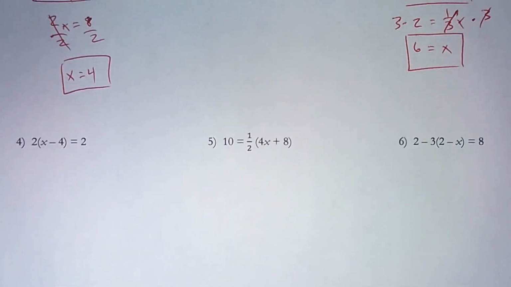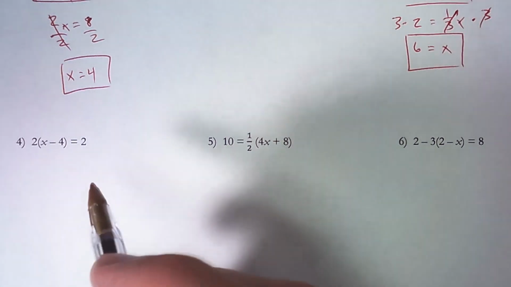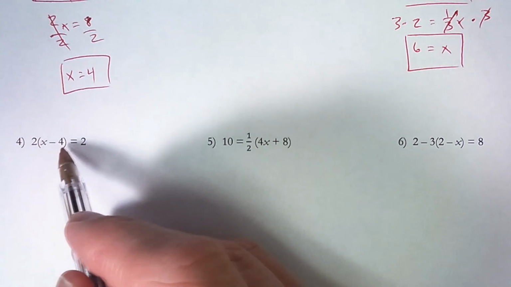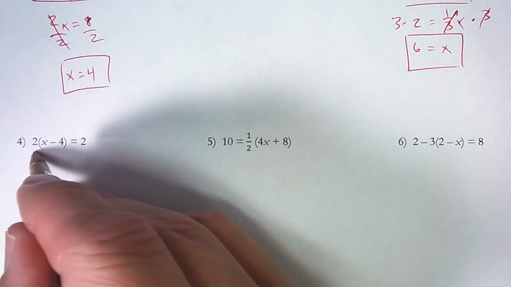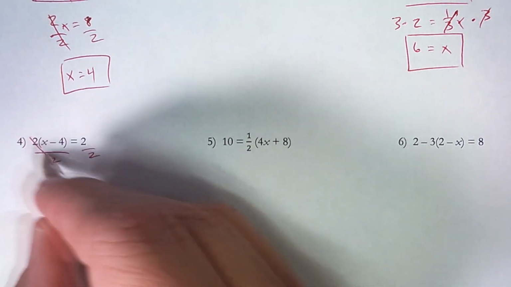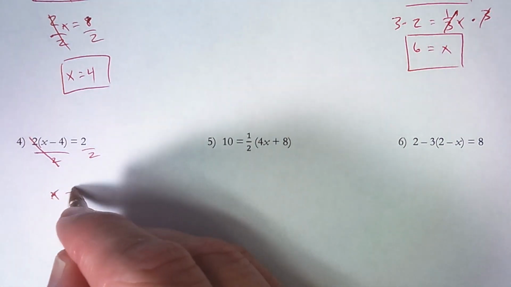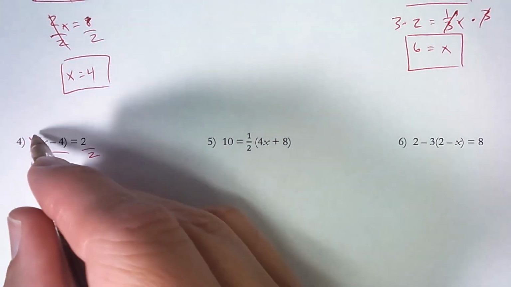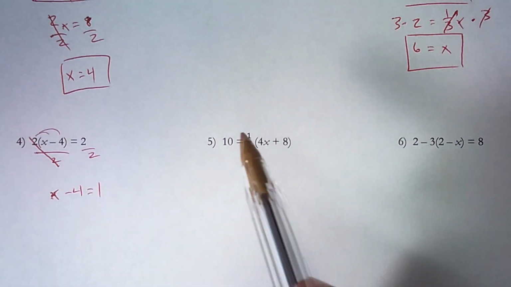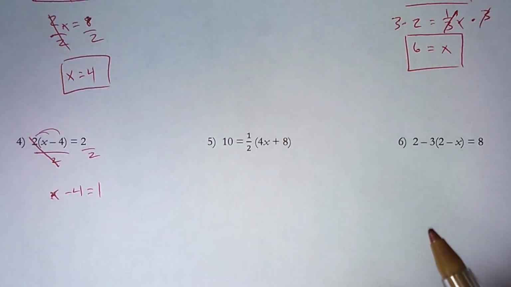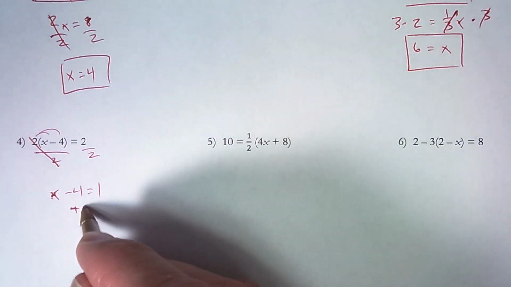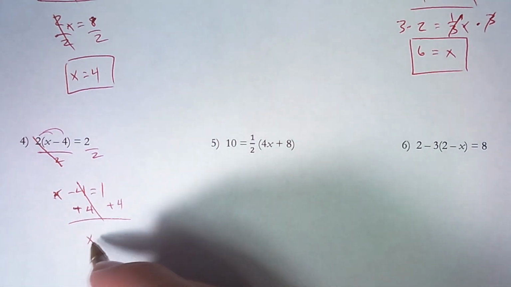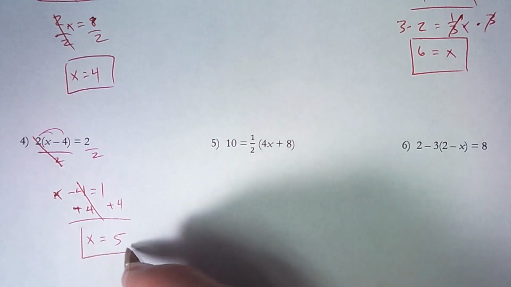Okay, now number 4. I've got a couple different options here. I could distribute that 2, or since it's 2 times parentheses, and that's it, I can actually divide both sides by 2 here and get x minus 4 equals 1. Now I could have distributed the 2 instead, and I'd have 2x minus 8 equals 2, and I could solve from there, and it would be exactly the same thing. Okay, so I'll add 4 to both sides, and I get x equals 5.